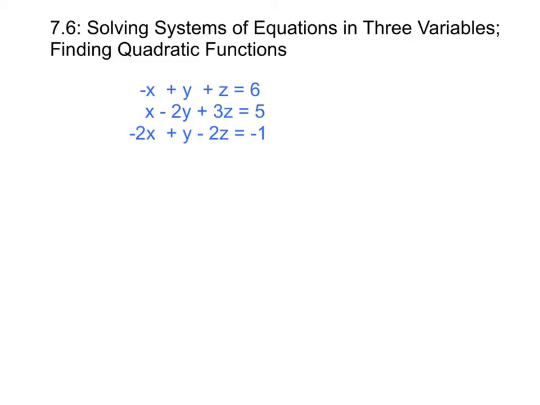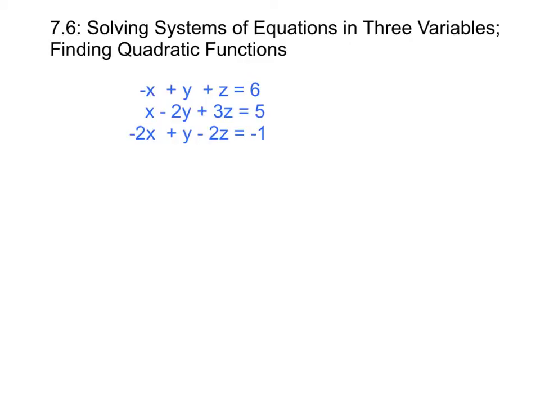Now here you see I have an example of a three-dimensional system of equations. When I say three-dimensional, I mean there's three variables. There's x, there's y, and there's z, and there's three equations. And so we have three unknowns and three equations, and that would be a three-dimensional system of equations. And our job is to find out what values of x, y, and z would make all three equations true.